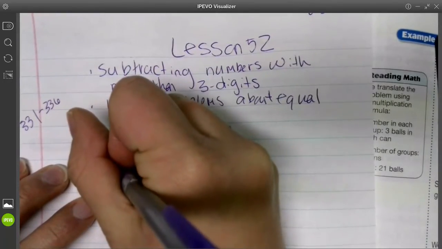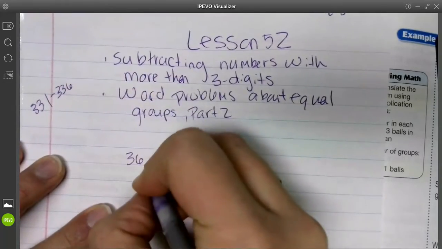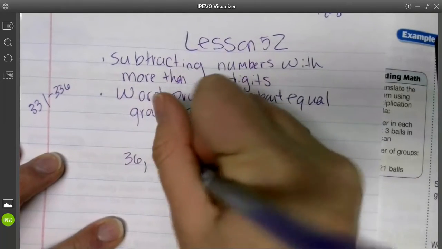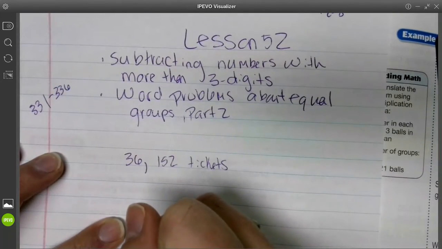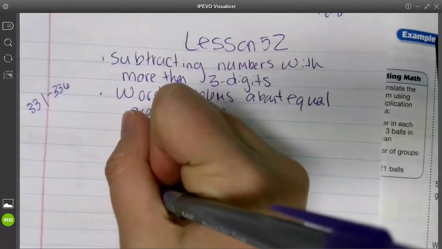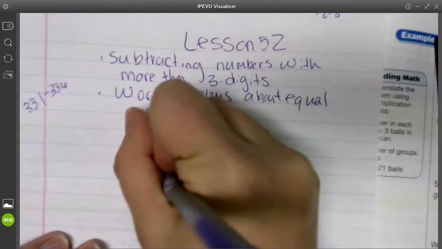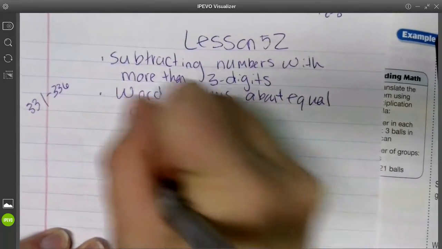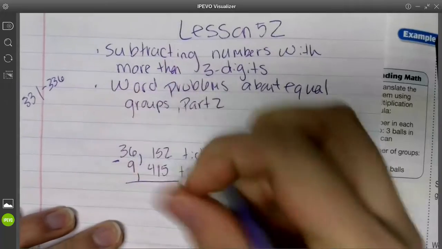So first, I need to write those numbers down. So it says 36. Remember when we say 1,000, we put a comma. 152 tickets. I'm going to write the word tickets so I remember to label. Were sold the first game, and then 9,000, so 9 comma 415 were sold the second game. So fewer tickets, 9,415 fewer. All right, so we are going to subtract.